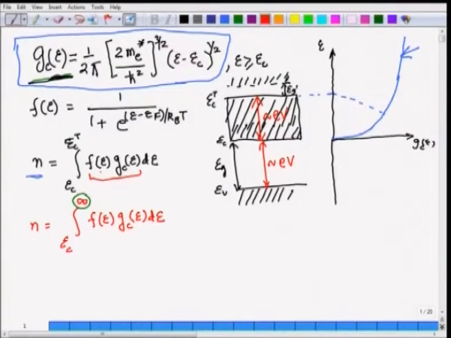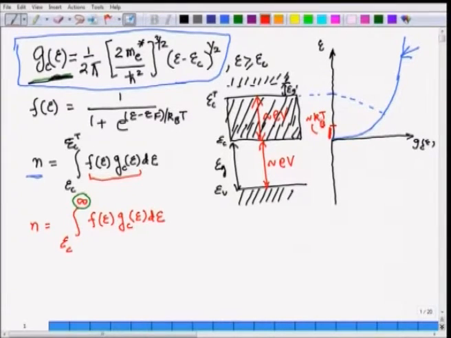For the same reason, whether I integrate from EC to E top or from EC to infinity, it matters none, because after EC only up to a few kT of energy matters. Another point I will make is that all I have to do is integrate up to a few kBT, because this product FeGc will have some finite value only within a few kBT at the most. And since this scale is in electron volts, kT at room temperature is 25 millielectron volts.